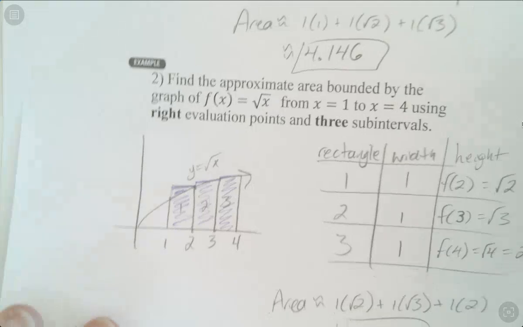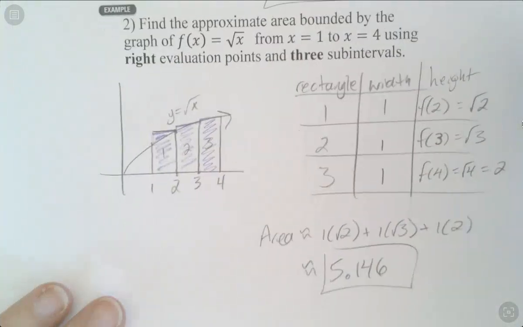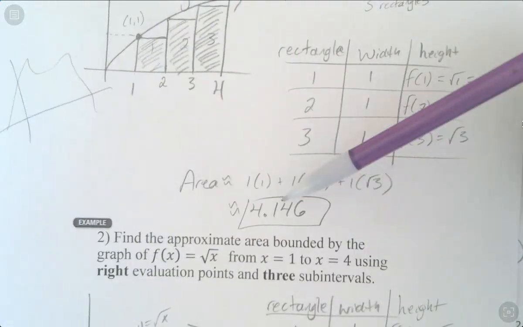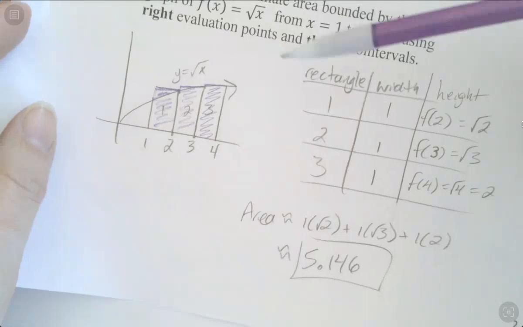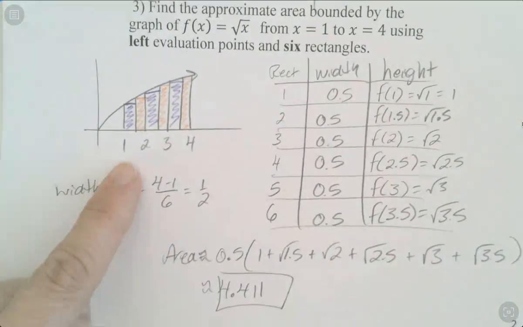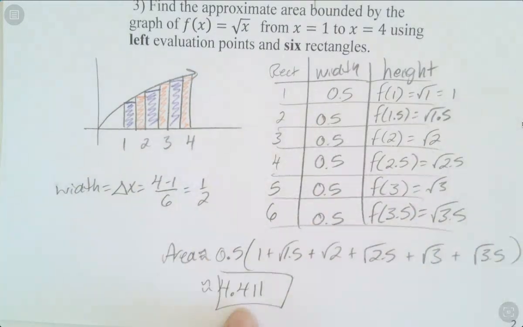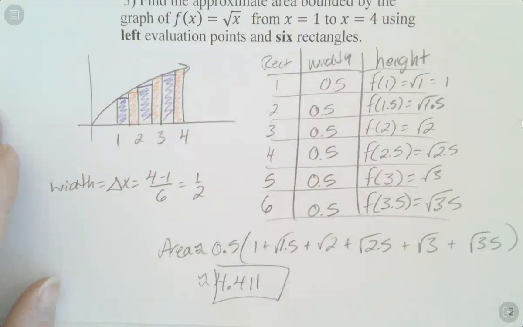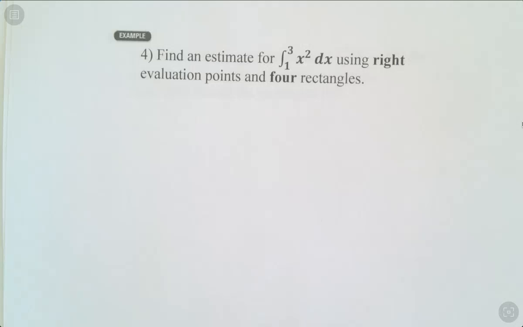That's interesting because we have the same function. First, we did 3 rectangles on left evaluation points, 4.146, and then we got right evaluation points, 3 rectangles, 5.416. Now I've got more rectangles, 4.411. We could do it again, right? We could do like 12 rectangles, and we'd probably get an even more accurate number that would represent the area under that curve. Do number 4 all by yourself, and then number 5, we're just going to talk about the width, and then we'll be done.